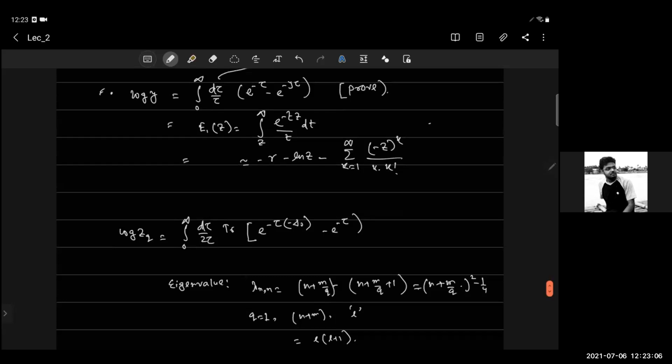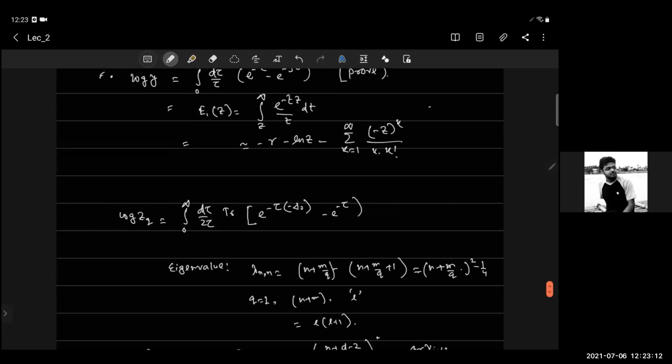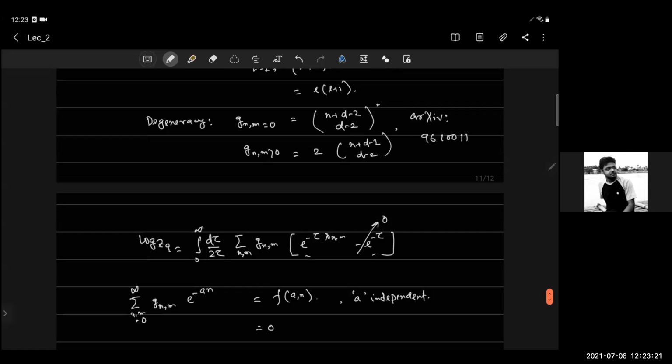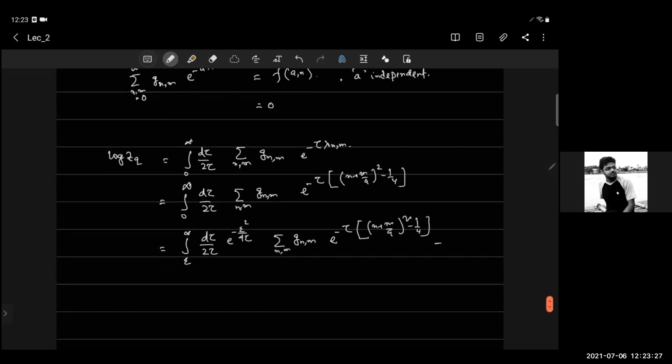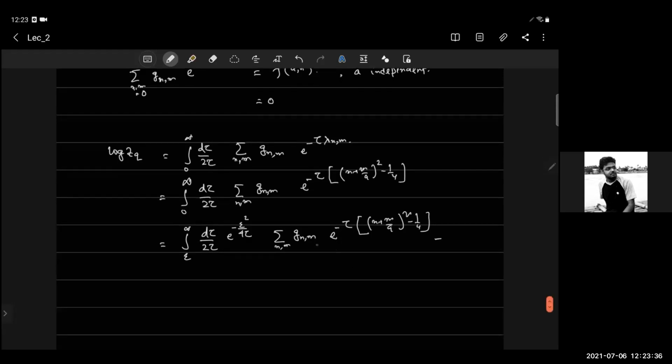Sometimes it's also called the heat kernel procedure. To evaluate the trace of the exponential of the operator, you would need the eigenvalue and the degeneracy, which I have taken, and you perform the log of Zq. Finally, we end up getting an expression of log of Zq, which looks like an integral transformation of the degeneracy and the exponential of the eigenvalue, with d tau over 2 tau with a regulated exponential of epsilon squared over 4 tau. Okay, I'll stop it here for today.